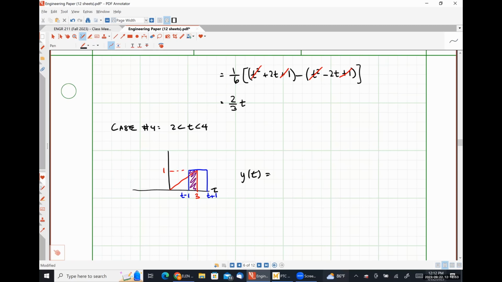What am I going to have? T minus 1 to 3 of 1 times 1/3 tau d tau. Absolutely. So that's going to look like 1/6 tau squared evaluated at 3 and t minus 1.